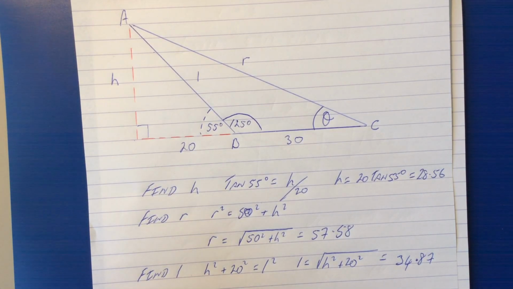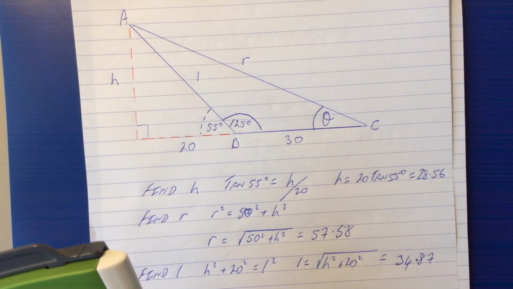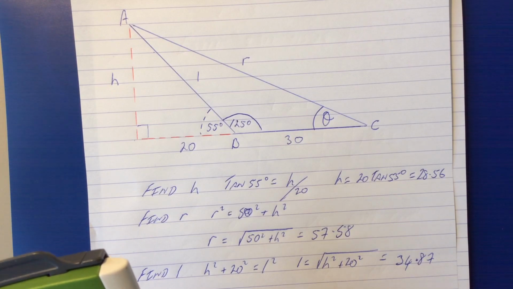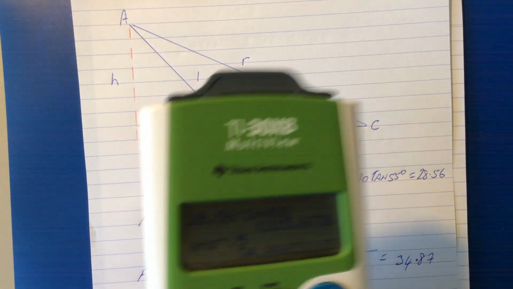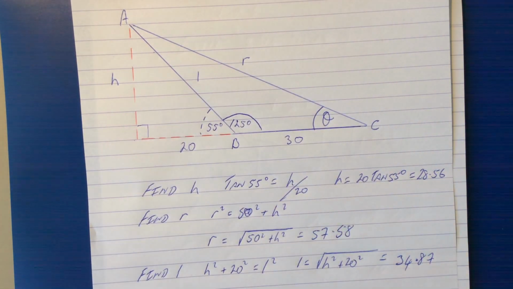Again, I'll just demonstrate that quickly. What have we got? We've got 28.56 squared plus 20 squared, which is 400. And we find the square root of that. Here we go. And we get 34.86 and some change, 34.87. I hope you can see that clearly there. Okay, so that's our answer there.